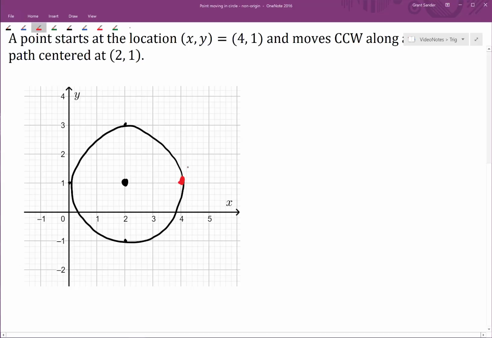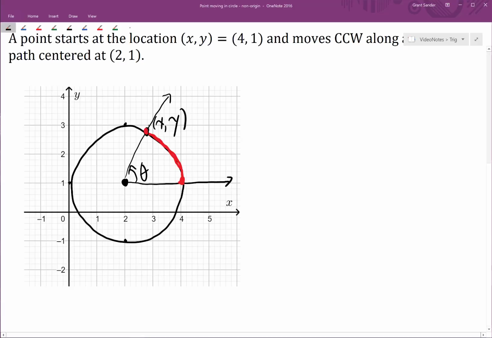So the point starts over here at (4, 1) and then starts moving counterclockwise along that circular path. And we'll draw in an angle that subtends the path the point travels. So we've got this angle here. We'll say its radian measure is represented by theta. So as the point moves along that circular path, that angle opens up counterclockwise, and theta represents the varying radian measure of that angle. Let's suppose that we're interested in the x and y coordinates of that terminal point.